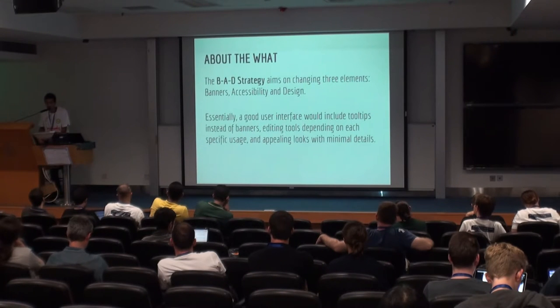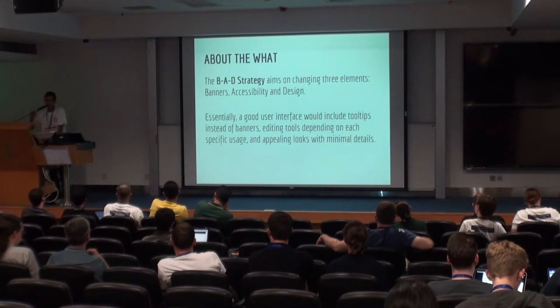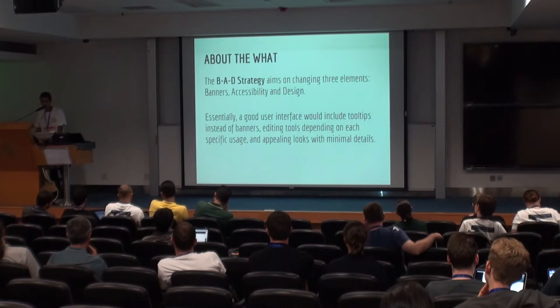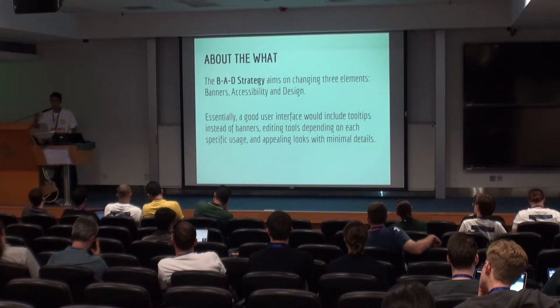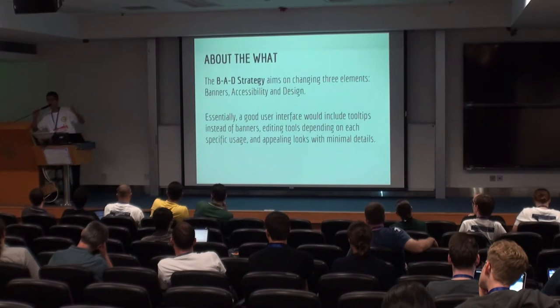And the third thing is the design, and how Wikipedia is a little bit late compared with other important websites, like, you name examples. Essentially, this strategy is about making a good user interface, which includes tooltips instead of banners. For those of you who are not familiar, a tooltip is what you have when you hover, when you put the mouse over a certain element, and a little piece of information appears, if you know what I mean.